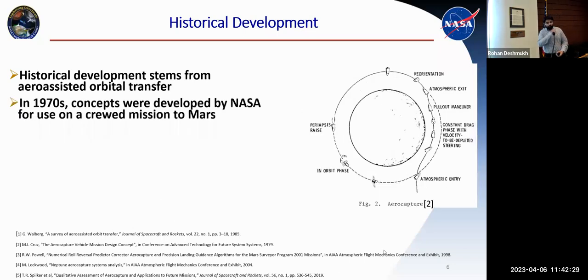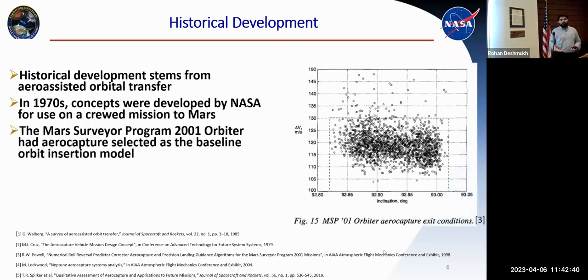In fact, in the 1970s, there were concepts developed by NASA to use Aerocapture for crewed missions to Mars. The figure on the right shows an example of one of those concepts. And Aerocapture was even set as the baseline orbit insertion for the 2001 Mars Surveyor Program orbiter, and there was a lot of analysis done into that. The figure on the right shows an example of some of that analysis. The unfortunate circumstances of the Mars Climate Orbiter derailed the applicability of Aerocapture for this mission. Since then, Aerocapture hasn't been formally put on a mission to do orbit insertion.